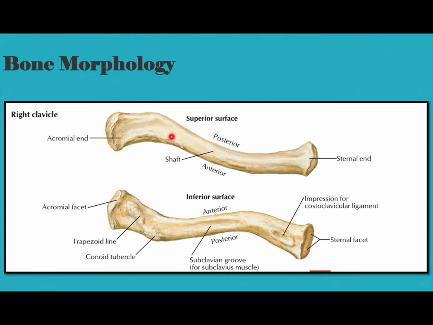As you can see, there are not a lot of prominences in the superior aspect, but on the inferior aspect you see a groove in between, which is the subclavian groove. Medial to that, you see an impression for the costoclavicular ligament, and laterally you see a conoid tubercle and a linear trapezoid ridge, which give attachment to the coracoclavicular ligament, as we shall find out.